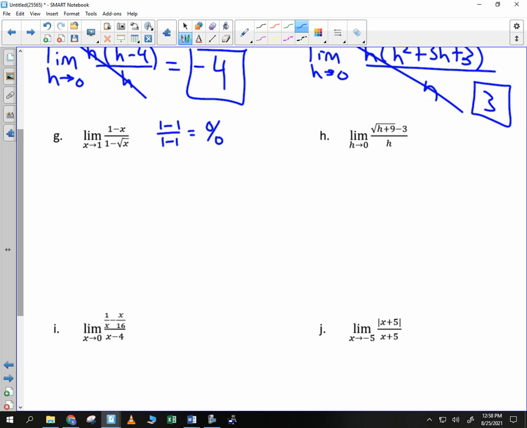Is 1 a perfect square? Yeah, 1 times 1. Is x a perfect square? Normally we say no, but we just said, what do you multiply by itself to get x? Square root of x, right? So watch me factor. Limit as x goes to 1 of 1 minus the root of x times 1 plus the root of x.